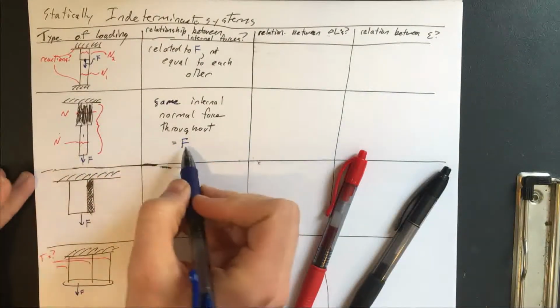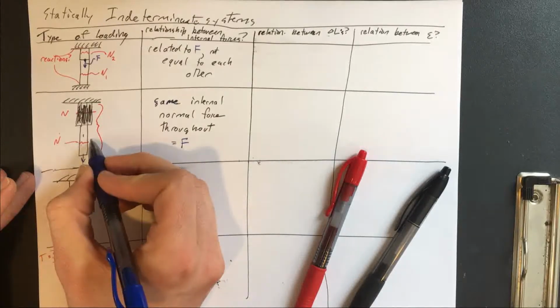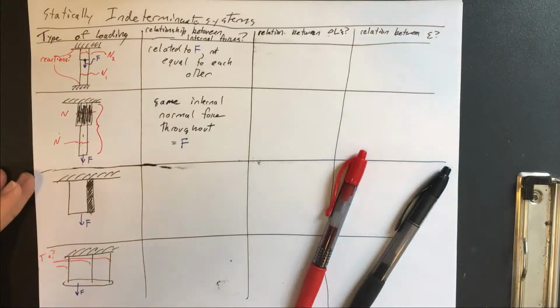We could arrive at this by doing a free body diagram on some section of this rod that was sliced here, or some section of this rod that was sliced here.